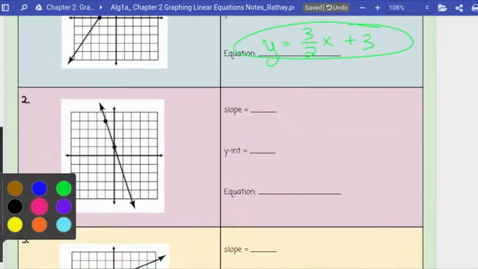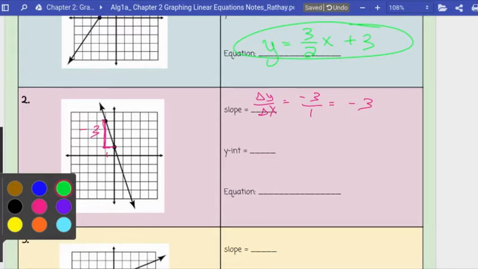For the next one, we want to get our slope. Rise and run. We're going down 3 and over 1. Slope is the change in y over change in x. It went down 3 over 1, so our slope is -3. And if we look at the graph, we can see it has a negative slope.